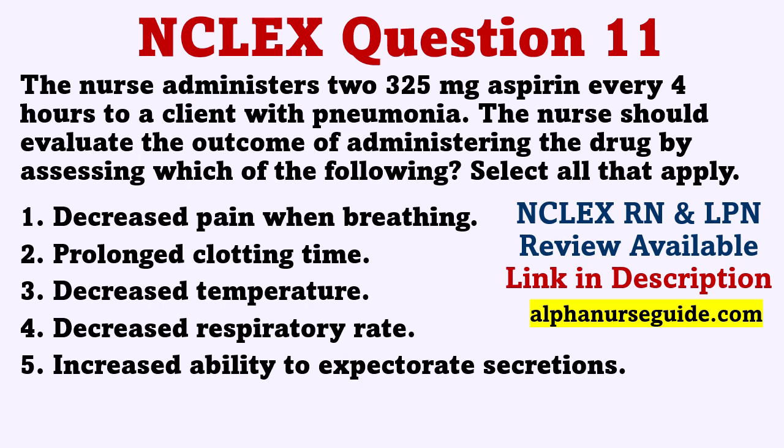The correct answers are 1 and 3. Aspirin is administered to clients with pneumonia because it is an analgesic that helps control chest discomfort and an antipyretic that helps reduce fever. Aspirin has an anticoagulant effect, but that is not the reason for prescribing it for a client with pneumonia, and the use of the drug will be short-term. Aspirin does not affect the respiratory rate and does not facilitate expectoration of secretions.